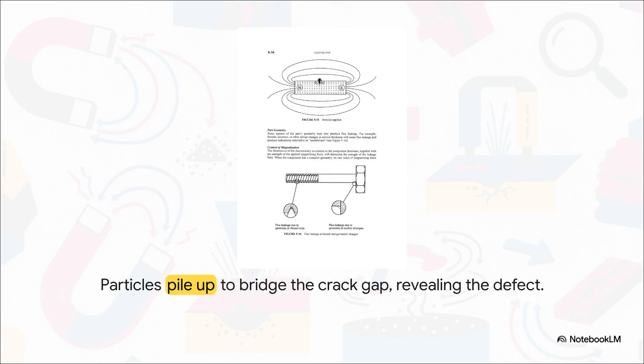And here is the big payoff. This is where the magic happens. We apply our detection media, these finely milled ferromagnetic particles. Because they're highly permeable, they're instantly and powerfully attracted to that magnetic leakage field. They literally pile up, bridging the gap of the crack, and create a highly visible, jagged line exactly where the flaw is. You've just taken a completely invisible threat and made it undeniably visible.